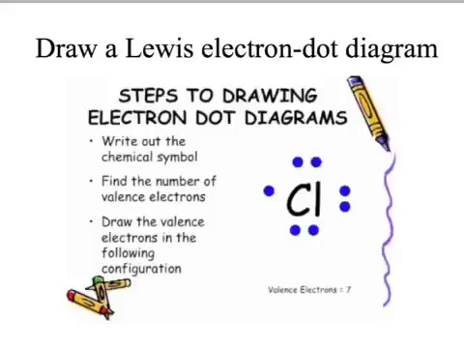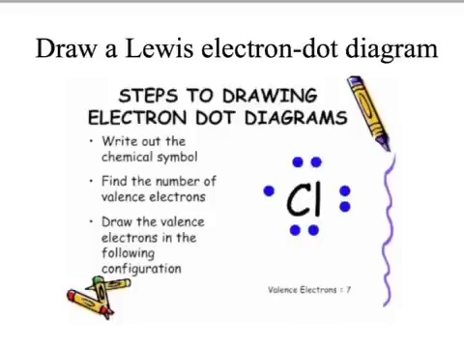Okay, next we're going to look at drawing a Lewis electron dot diagram. I found these steps online. Steps to drawing an electron dot diagram. First, write out the chemical symbol. Then find the number of valence electrons. Now, valence electrons are the number of electrons in the outside shell. In order to find the number of valence electrons, we need to look at the periodic table.